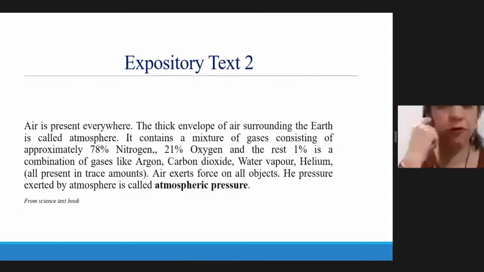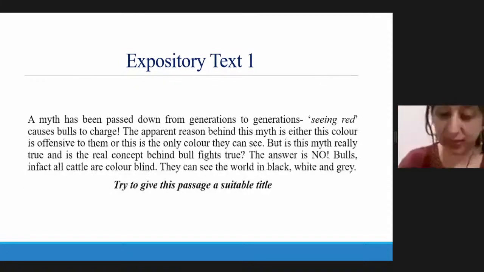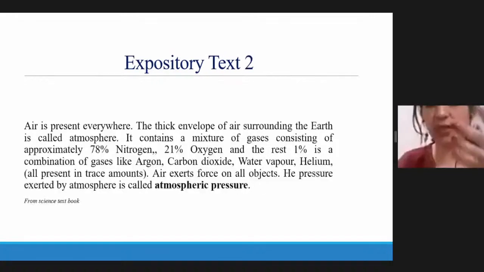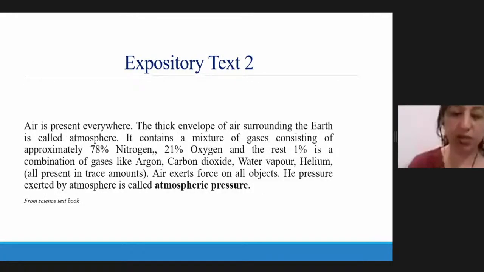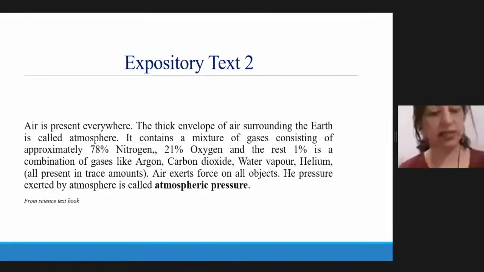So given an example choice of the first expository text, which was on myths, bulls and the myths, and the second text, which is purely science, atmospheric pressure, and the kinds of gases present in the atmosphere. Which one is more interesting? Which one is more easy?